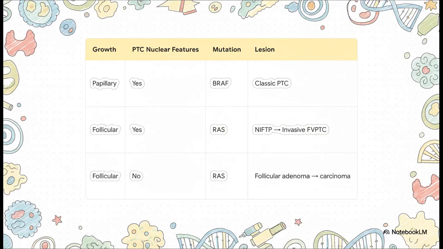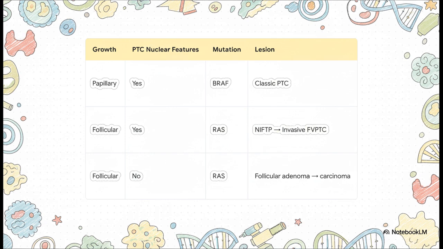This chart is just fantastic because it connects what things look like to the molecular drivers behind them. Let's walk through it. See the tumors that grow in that follicular pattern? A lot of them are driven by RAS mutations. If the nuclei look pretty normal, you get a follicular adenoma or carcinoma.